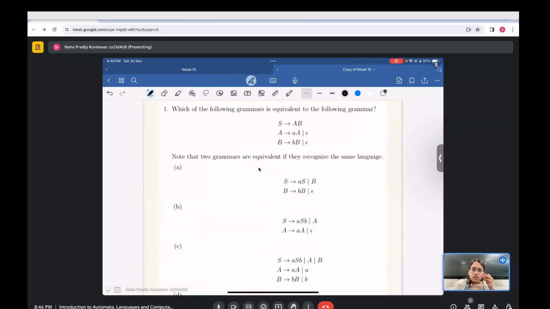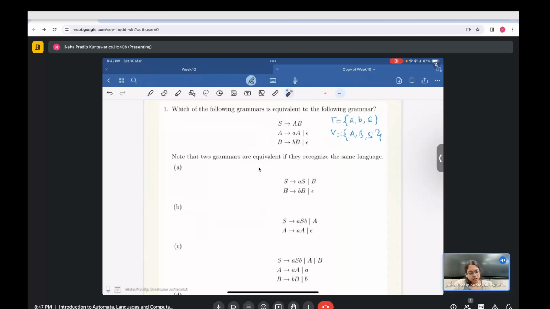Here you are given a grammar which is given by these productions. What is the set of terminals here? The terminals are a, b, and epsilon. And what are the variables, or the non-terminals? The non-terminals are capital A, capital B, and capital S. S is the start symbol, and these are the set of productions. All together they define the grammar.